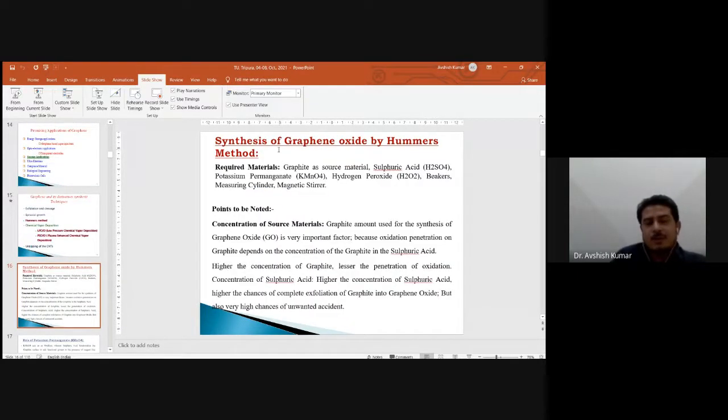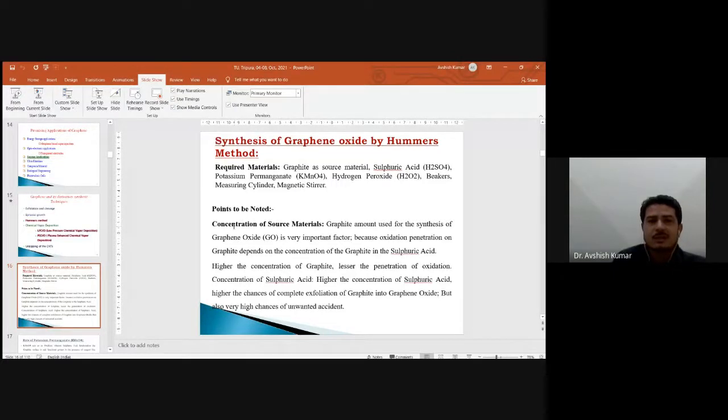If I talk particularly about the synthesis of graphene oxide by Hummers' method, the materials or equipment you will require are graphite as a source material, sulfuric acid, potassium permanganate, hydrogen peroxide, beakers, measuring cylinders, magnetic stirrers, very simple things. And I think anyone can start with these, they are not very costly. So anyone interested in synthesis using Hummers' method can start. Here are some points you need to understand, because a lot of people, or even my students here, who are synthesizing, sometimes say, sir, we are not able to synthesize it. That is because you need to understand a few points.